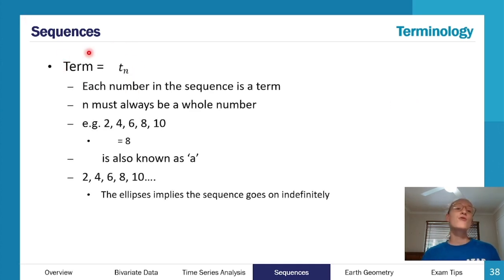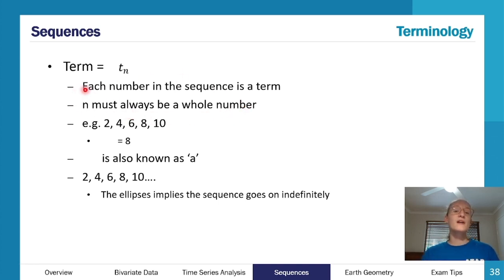What I was already introducing you to earlier was the idea of a term. I talked about our first term, our second term, our third term. What that is referring to is the fact that each number in the sequence is a term. So the first number in the sequence is T1. That's our first term. The second number in the sequence is our second term, so T2. This little n would be 2 in that case. Our third number would be T3, so n would be equal to 3.